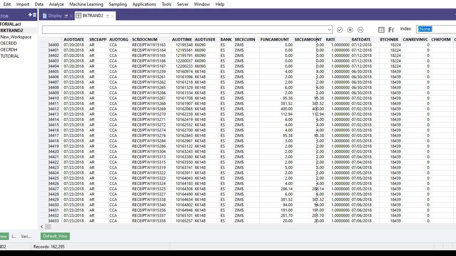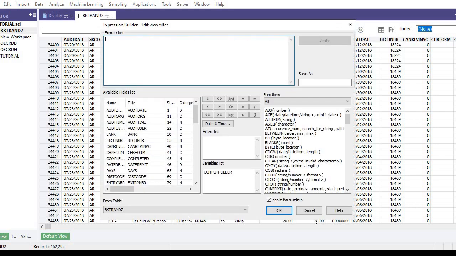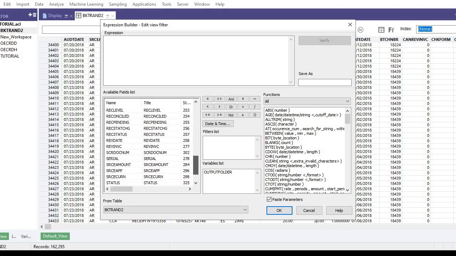If these are not equal, then it means there is an error somewhere because you don't apply an exchange rate to the local currency. You only apply an exchange rate to foreign currency denominated transactions. So just to check if this assertion is correct, let's go to edit view filter. What I want to check is whether we do have local currency transactions. So I want to filter by the local currency, which is Zim dollar.